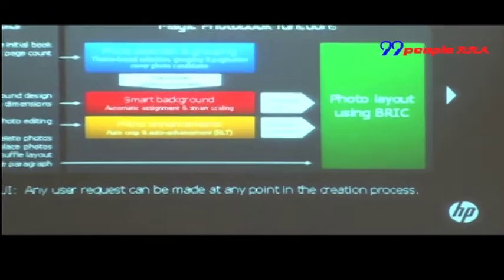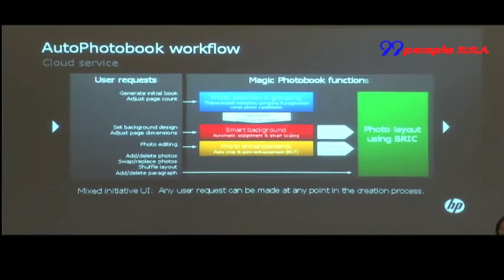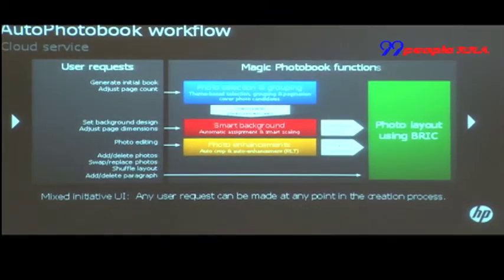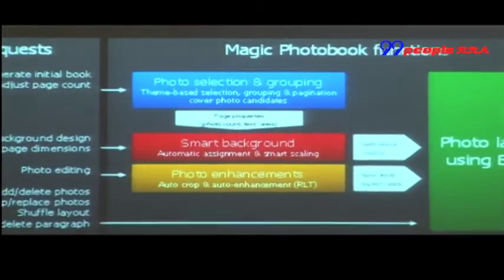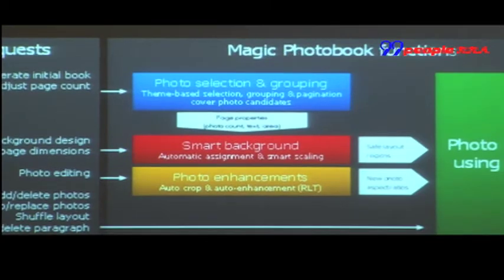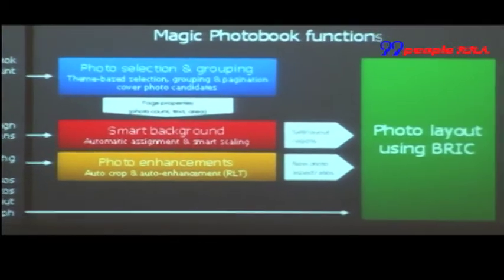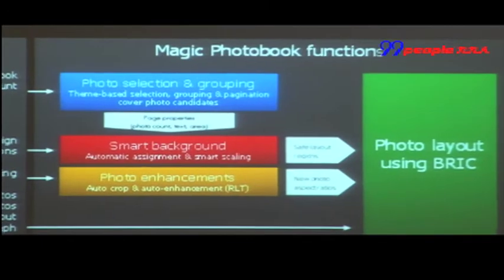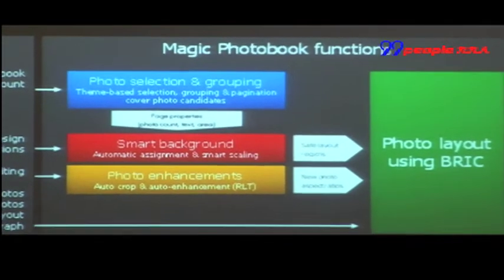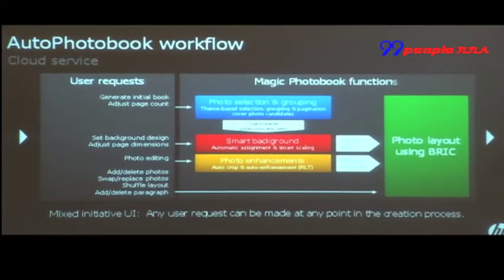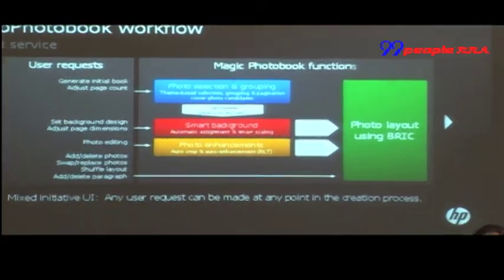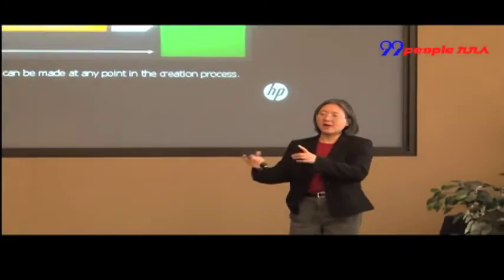One of the technologies we developed is called Magic Photo Book. By looking at the photos in the collection, we can automatically select them. We can figure out the background and how to scale it. Essentially, the goal is to allow people to reflow the content very easily. So if someone decides they want a portrait instead of a landscape, they don't have to go back completely into the redesign of the photo book.